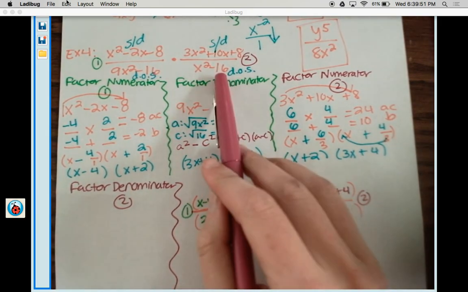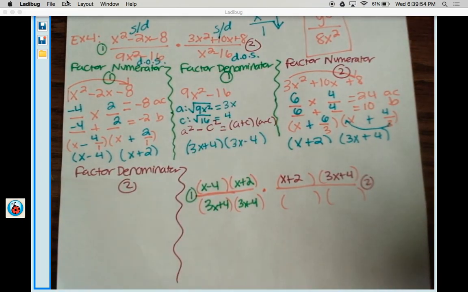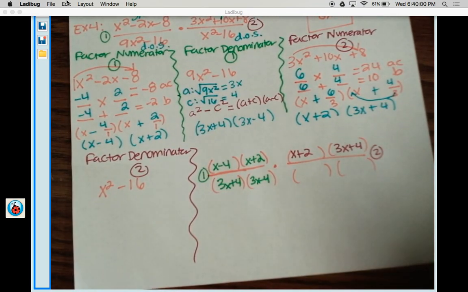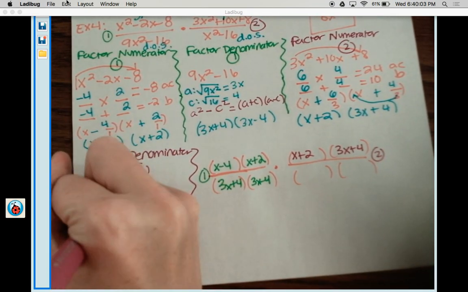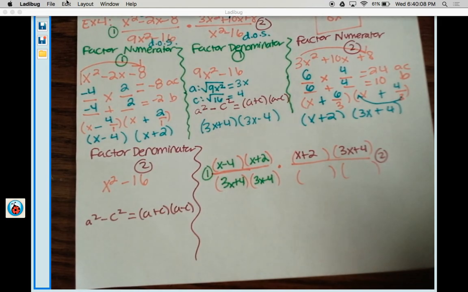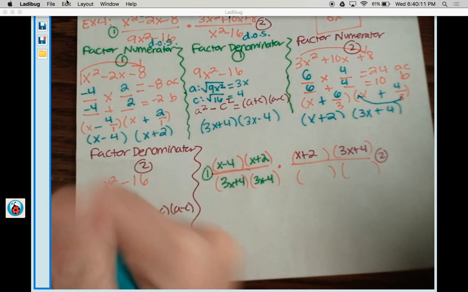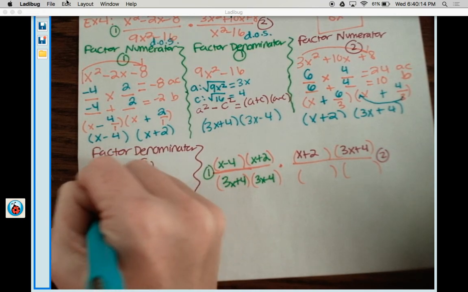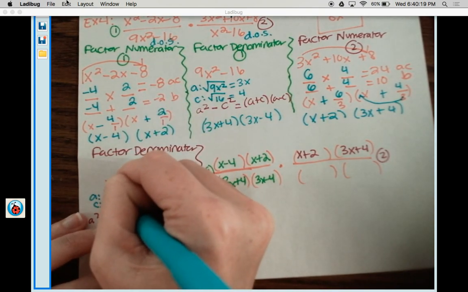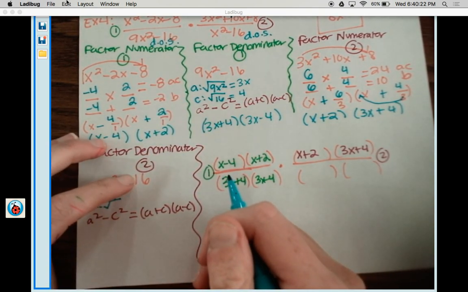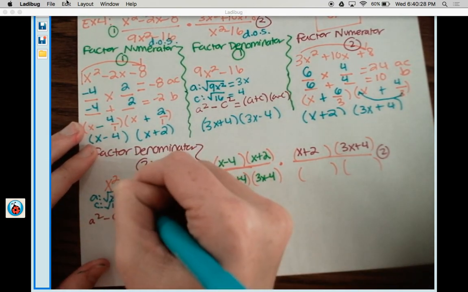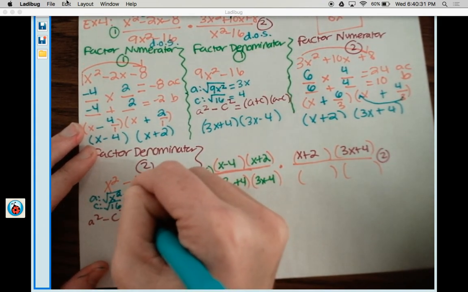Alright, guys, last up we have to factor the denominator. We're going to do a difference of squares: x squared minus 16. Remember our formula says a squared minus c squared equals our a term plus our c term times our a term minus our c term. So let's find our a and our c. For our a, we square root the first term, and for our c, we square root the second term. My first term is x squared, and for my second term, we ignore the negative and square root that number, so we square root 16. The square root of x squared is x, and the square root of 16 is 4.